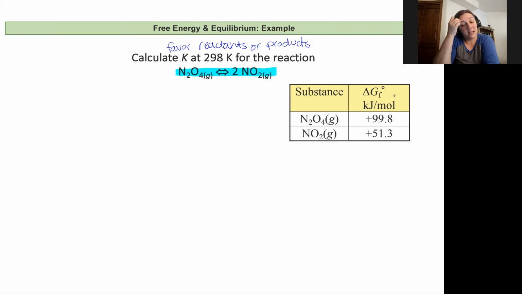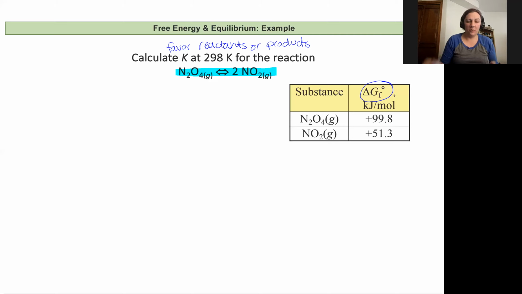To calculate K, we can use standard free energy, which is a powerful tool because these standard free energies of formation are typically just published tables. A lot of work has gone into generating these values and studying them. So we have standard formation free energies for both our reactant and our product, so we can figure that out.